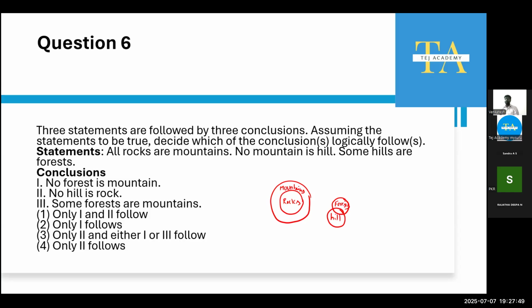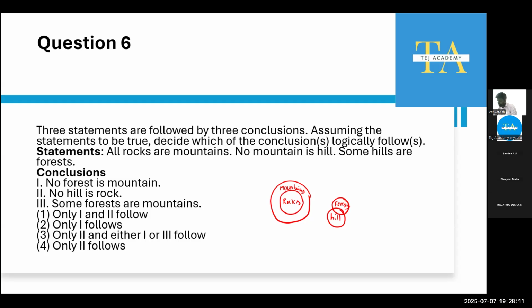First conclusion one: no forest is mountain. Forest and mountains, is any connection there? No. So there is no connection, so conclusion one may follow. Next, check conclusion two.